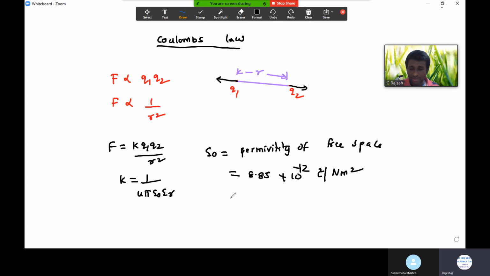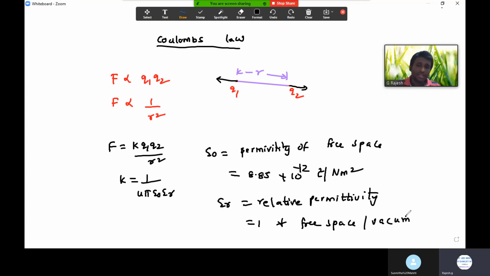Now what is epsilon r? Epsilon r is the relative permittivity. It depends on the medium in which you are working. Its value is 1 for free space or vacuum.